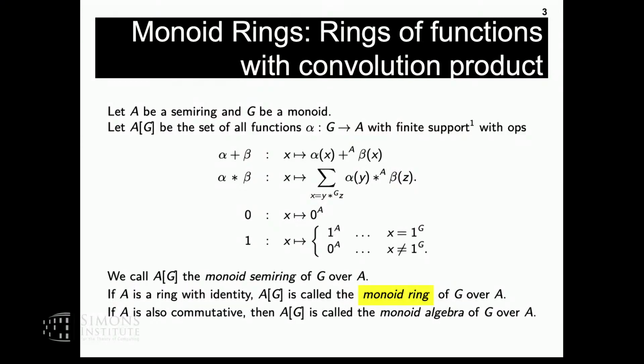So I've got these functions, x maps to alpha of x, is one of them, alpha. And the sum of two such things is just the pairwise sum here, right? And the important thing, the multiplication, is the convolution product, okay?